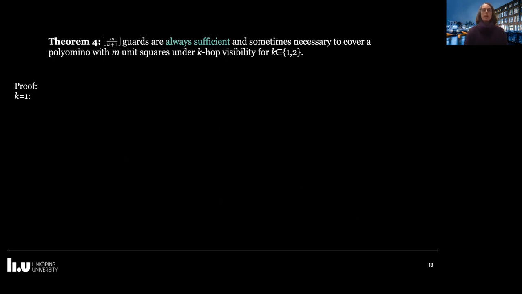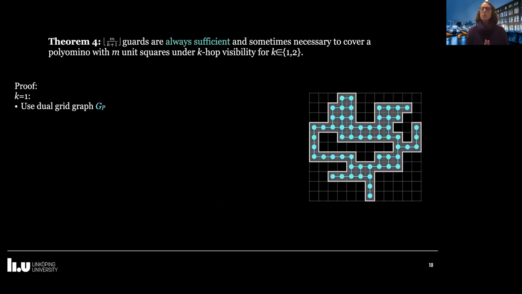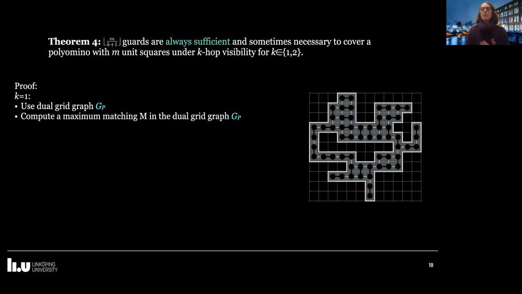So for k equals 1, what we do is we use a dual grid graph and we build a matching, a maximum matching in here. That's the black one here. We know that every vertex in our dual grid graph that's not matched is adjacent to matched vertices only. Otherwise, we can extend our matching. In fact, in this example, we have exactly one unmatched vertex.